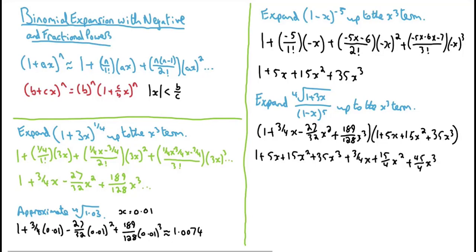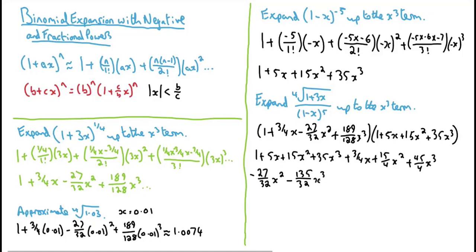Oh, we've already reached our x cubed term. We're not going to times the 3/4 x by the 35x cubed as well, because that will get us to the power of 4. That's higher than we need to expand to. So we can now just shift straight to the next term times by the bracket. So minus 27 over 32 x squared minus 135 over 32 x cubed.